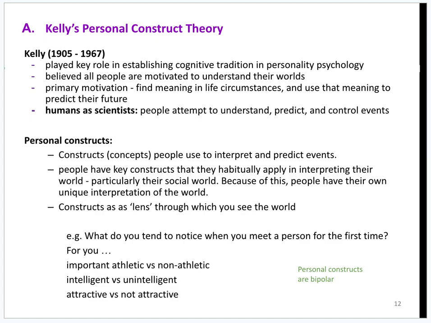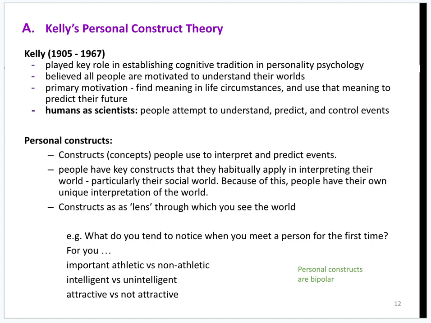Kelly, name, important to know. He played a key role in establishing the cognitive tradition in personality psychology. He believed that all people are motivated to understand their worlds. That's why you hear so much when they're talking about Kelly's personal construct theory. He thinks of humans as scientists. We're always attempting to understand and predict, control events, understand our world, put things in order. It's important for us to find meaning in things and make sense of things. So we're like perpetual scientists.